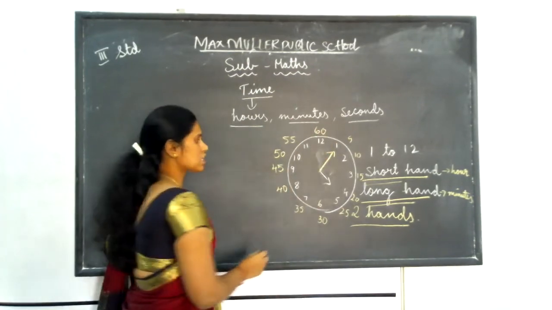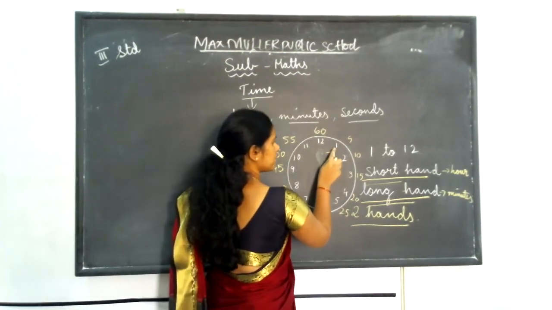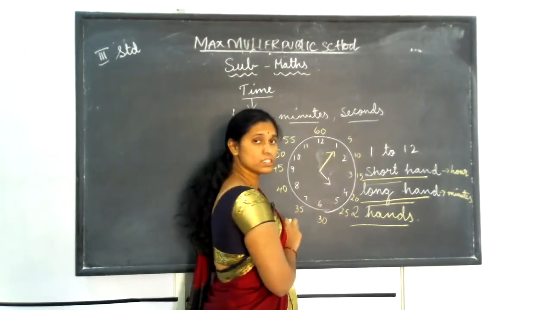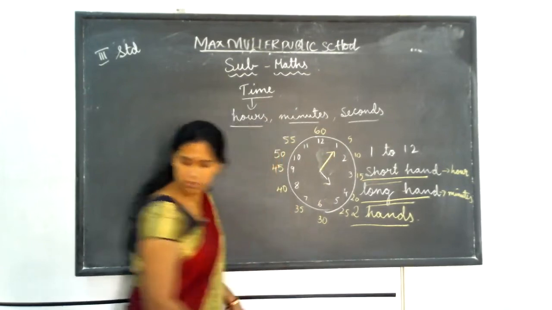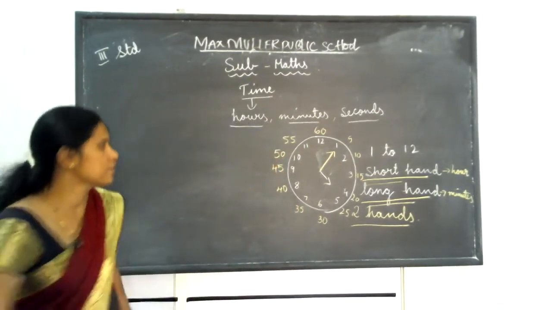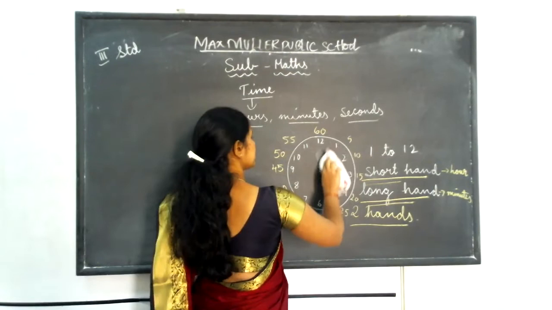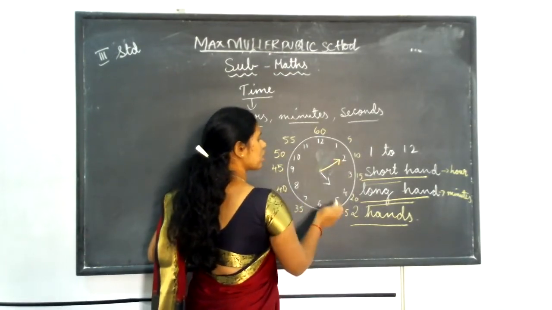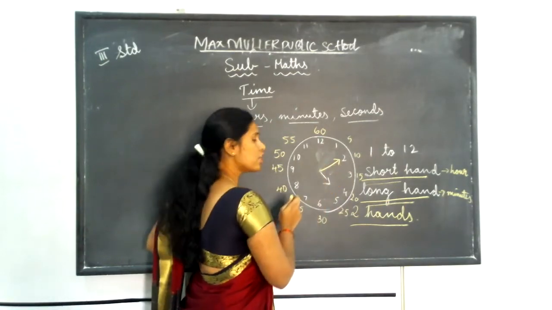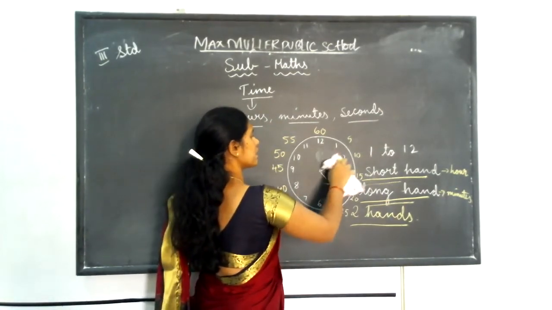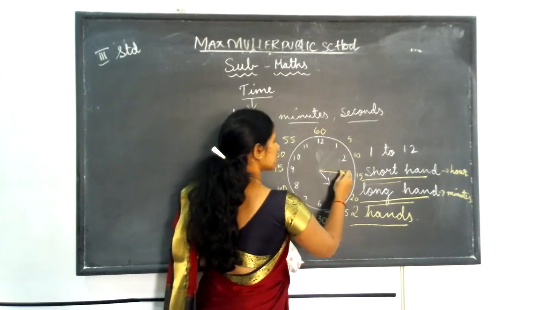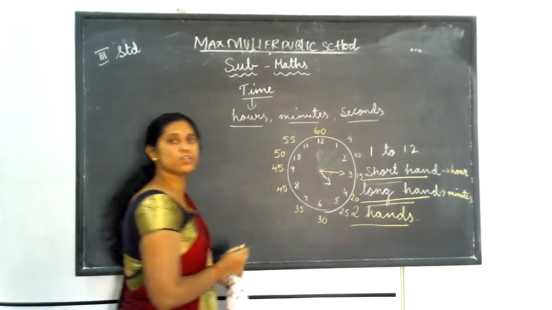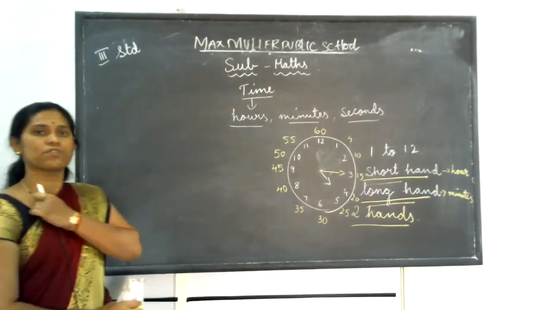See here, slowly if the long hand is moving towards 1, what is the time now? 4, 5. If it is moving slowly towards 10, what is the time now? 4, 10. Slowly if it is moving towards 3, so 4, 15. Like that, which tables are you using? Only 5 tables.